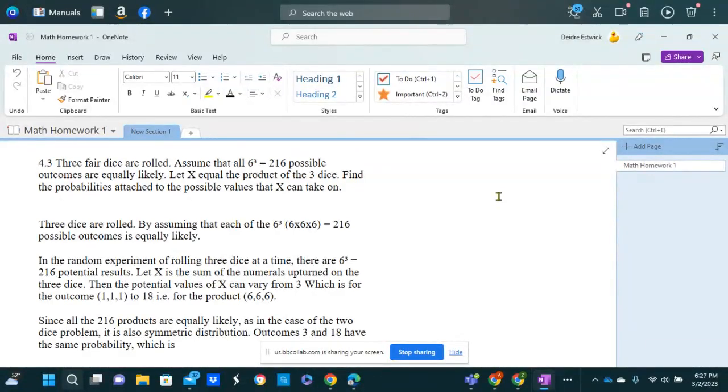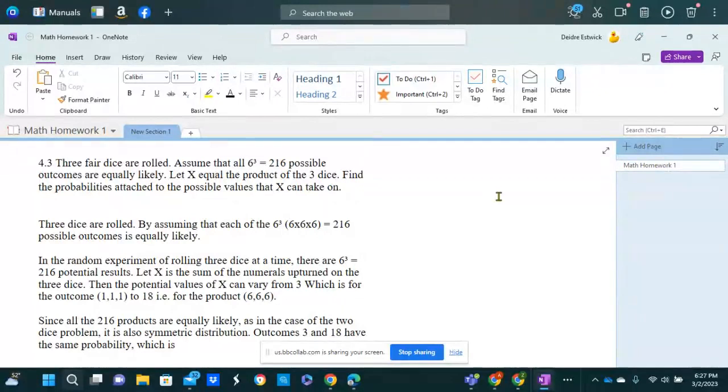So I read the question: 3 fair dice are rolled. Assume that all 6 raised to 3, because each one has 1 to 6, 216 possible outcomes are equally likely. Let x equal the product of the 3 dice. I mean, probably the face values of the 3 dice, right? Find the probabilities attached to the possible values that x can take on. How many values can x take on? 6. Only 6? For one die.